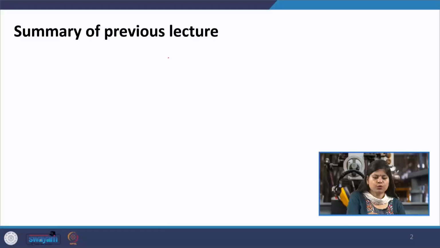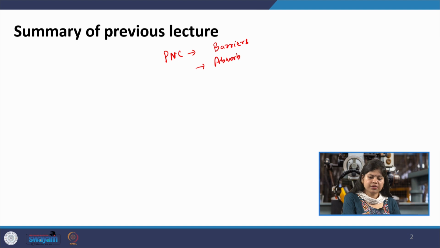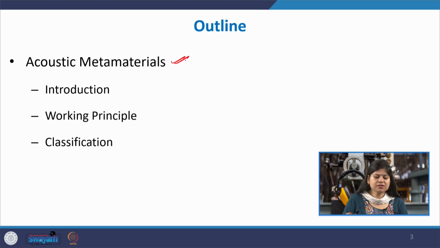And we have been discussing the various strategies for passive noise control, and we started with a discussion on the various kinds of acoustic materials that are available. So, for passive noise control we discussed various kinds of materials. We had the barriers and the absorbers, and now we will discuss a new material, which is called acoustic metamaterials: the introduction, the working principle and the classification of these.